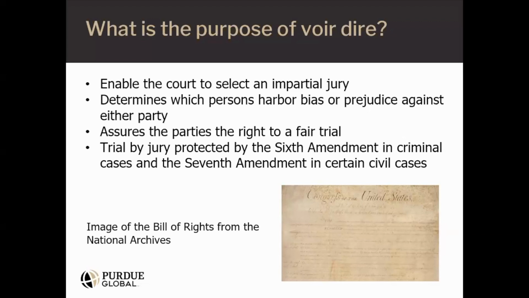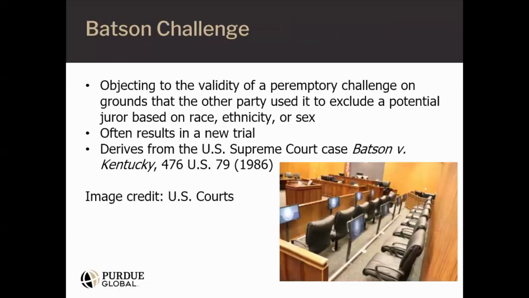The Bill of Rights includes the right to a trial by jury in criminal prosecutions under the Sixth Amendment and a right to trial by jury in certain civil cases under the Seventh Amendment. And this jury selection phase in trial is part of making sure that the parties receive a fair trial by jury. Now, sometimes there's what's known as a Batson challenge.